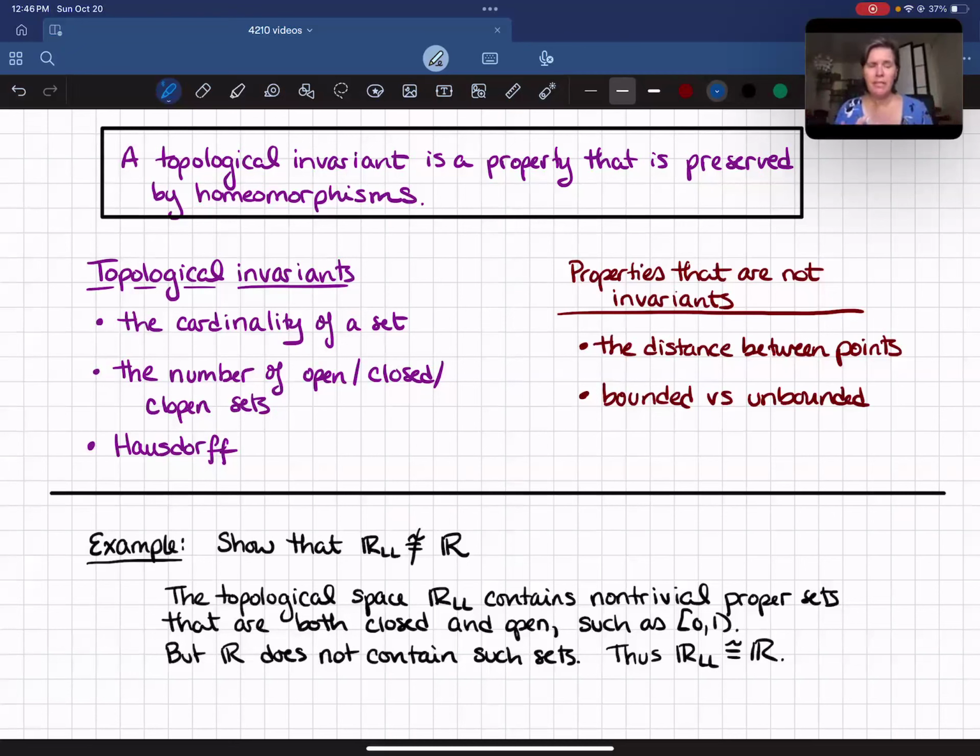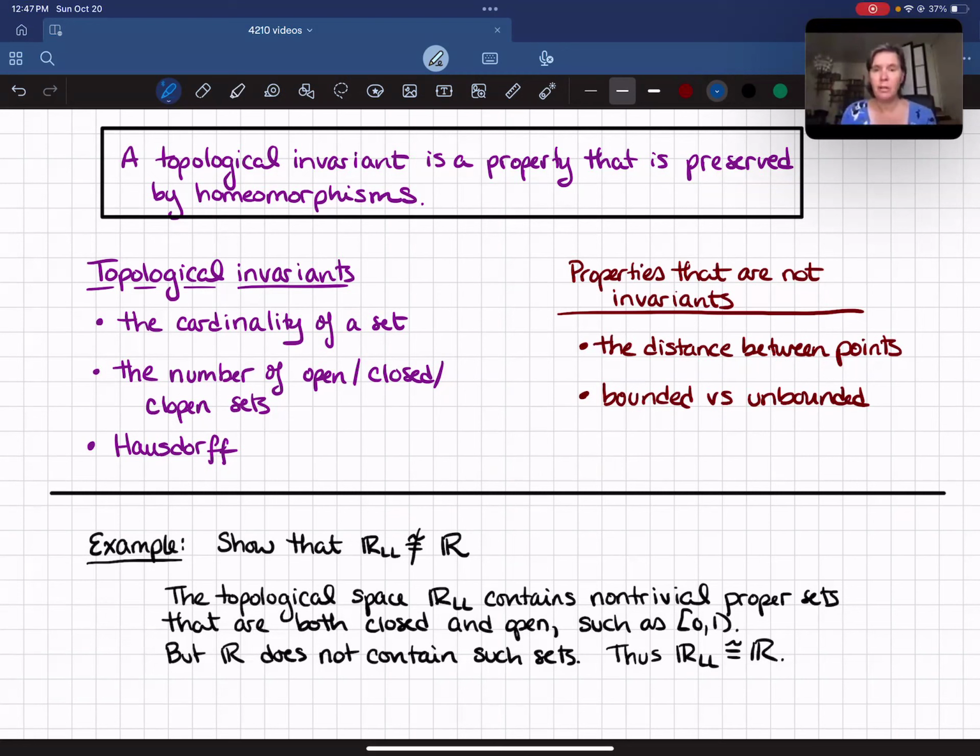Some properties that aren't invariants are anything that talks about distances, distance between points. For example, when we talked about the surface of a cube and the surface of a sphere, the distances from one side of a cube to the other versus the distances from one side of a sphere to the other are very different from each other, but distance is not a topological property. So you can have crazy things going on with distances, but that doesn't matter. Or, for example, whether or not a set, as a subspace of R, is bounded or unbounded, that topologically does not matter.